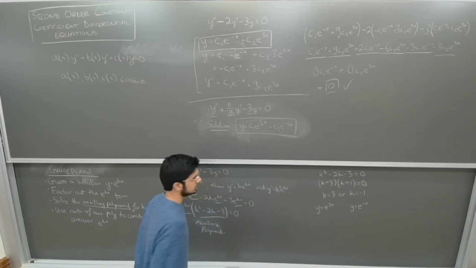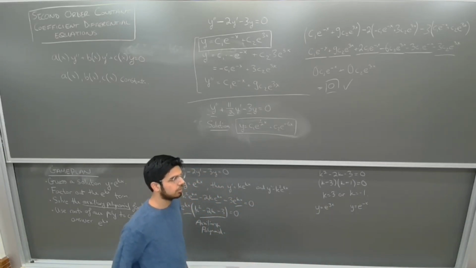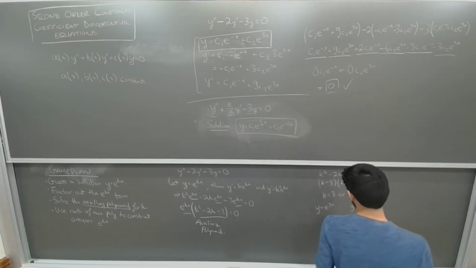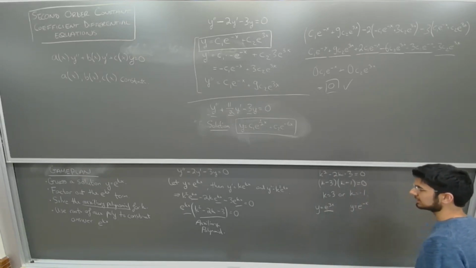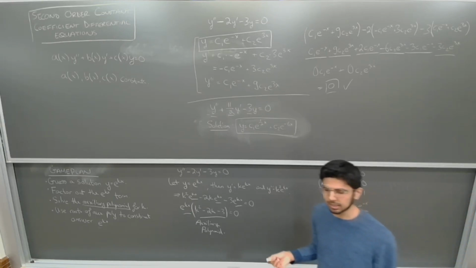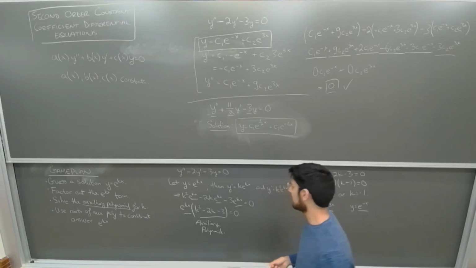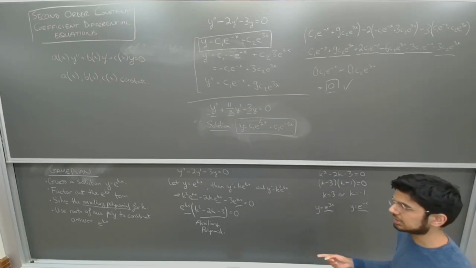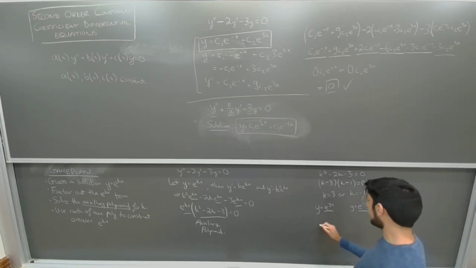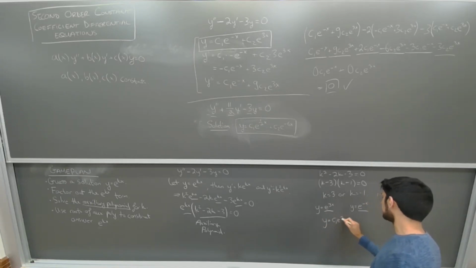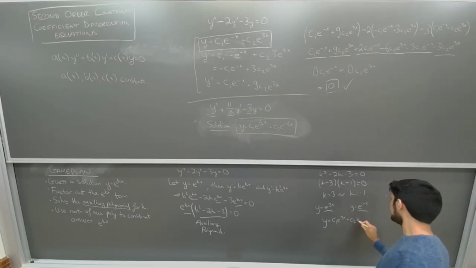But what we do here is we take our two solutions and we take a linear combination of them. Basically, one can argue if this is a solution to our differential equation, and this is also a solution, then their sum must also be a solution to the differential equation. And similarly, any constant multiple of these will also be solutions to the differential equation. So our final solution is going to be y equals c1 e to the 3x plus c2 e to the negative x.